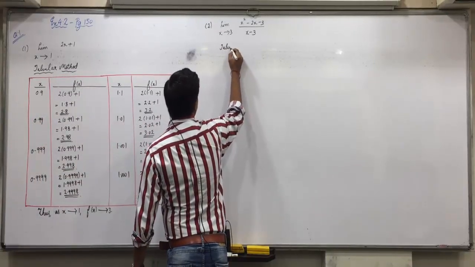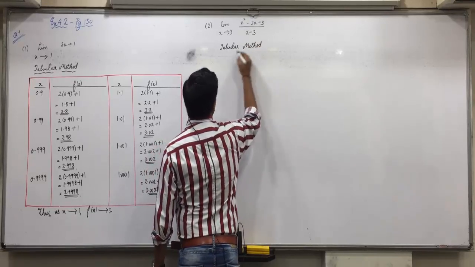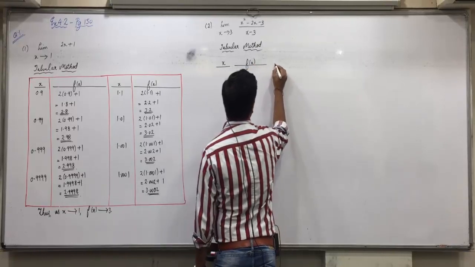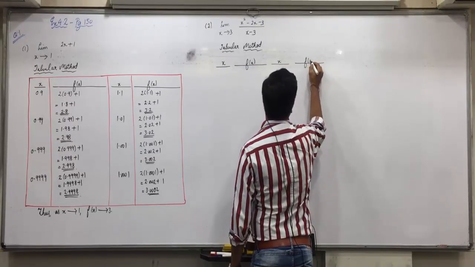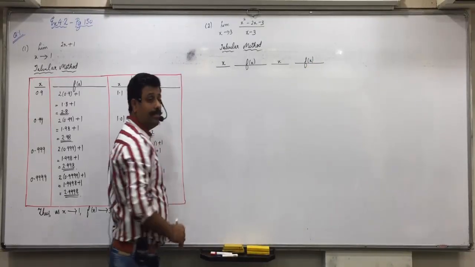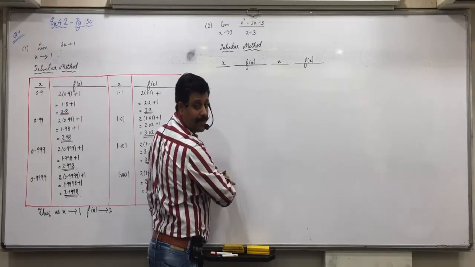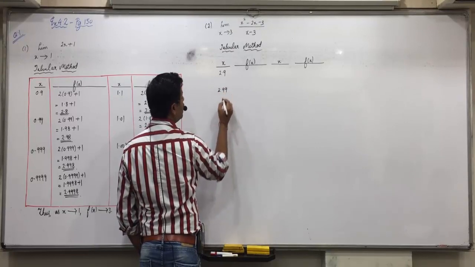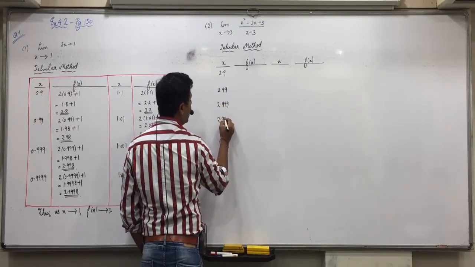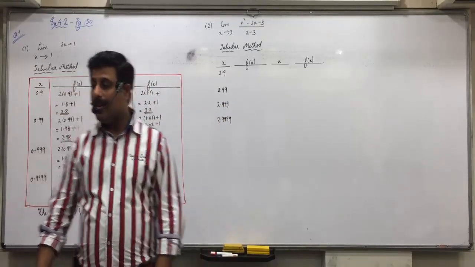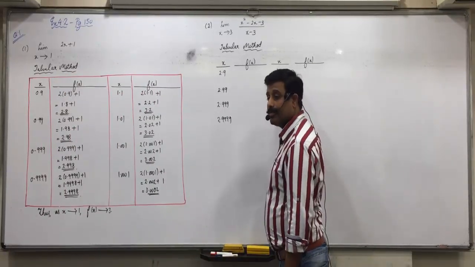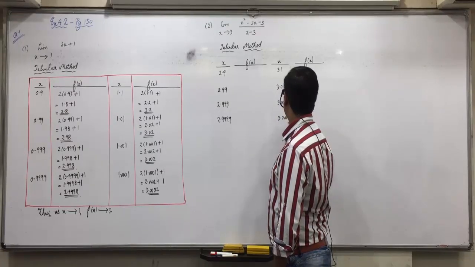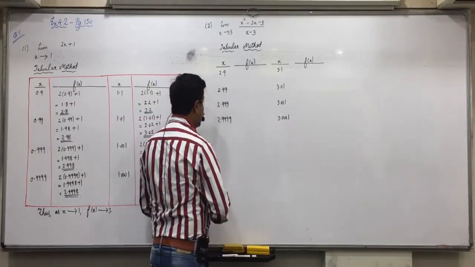So write in tabular method, with the same columns: x, fx, x, fx. Four values. Which four values will we take on the left side? Near to 3: 2.9, 2.99, 2.999, 2.9999. Is everyone clear with this? And the right side: 3.1, 3.01, 3.001, 3.0001. Did you understand this, everyone? And as I said, it's a tabular method, so the table should be visible.